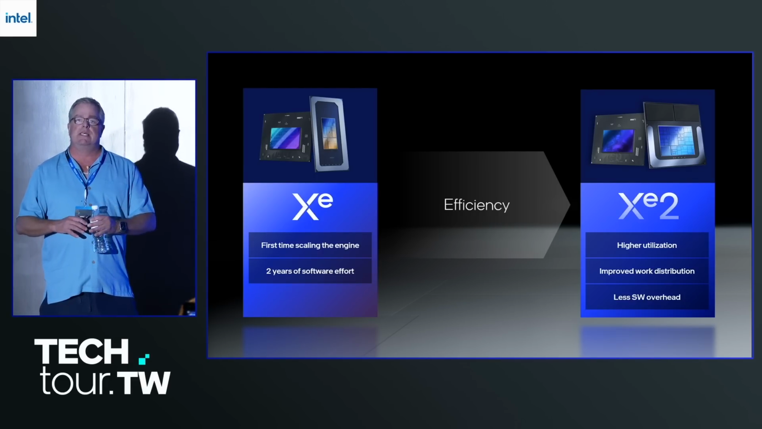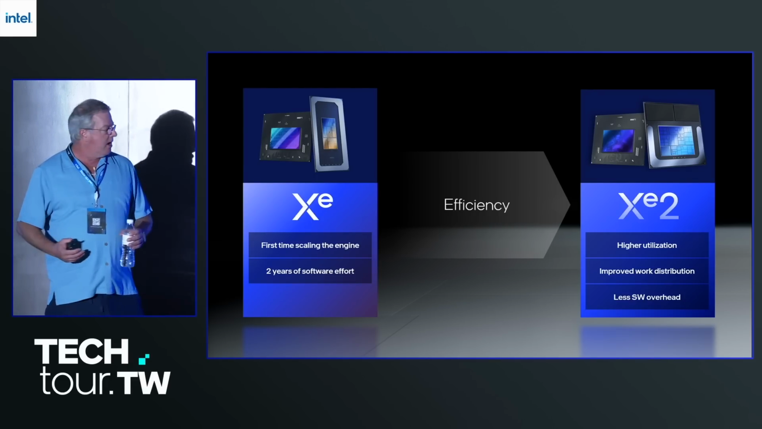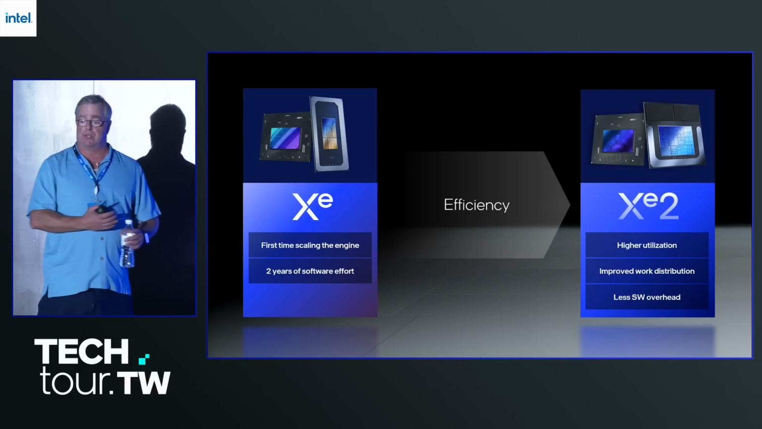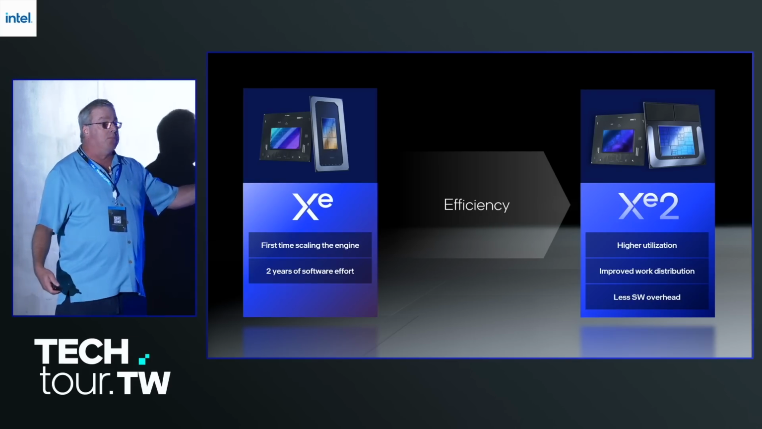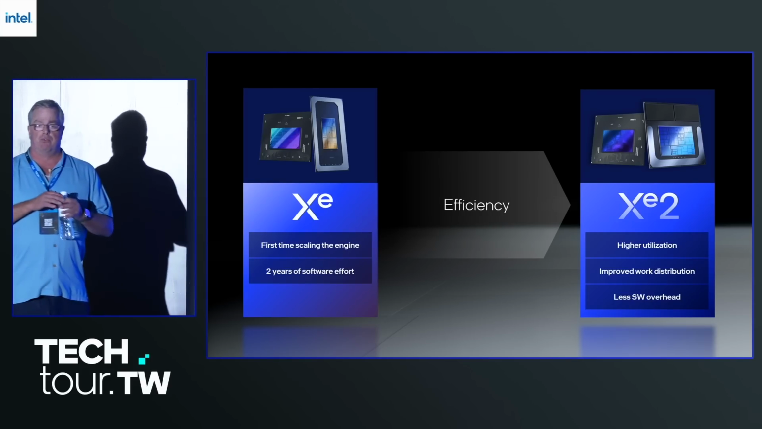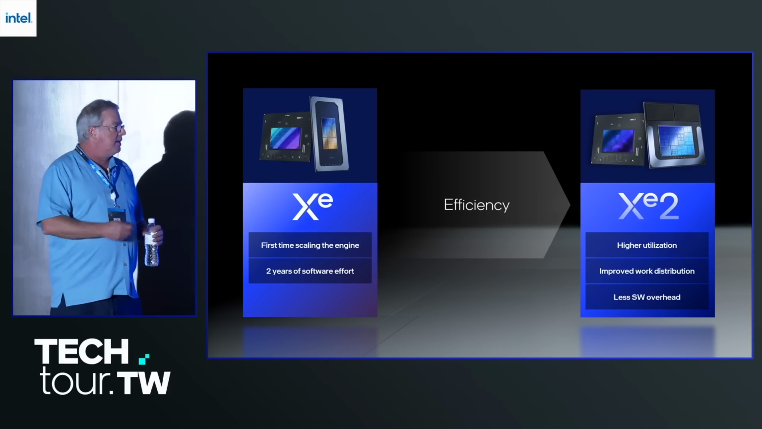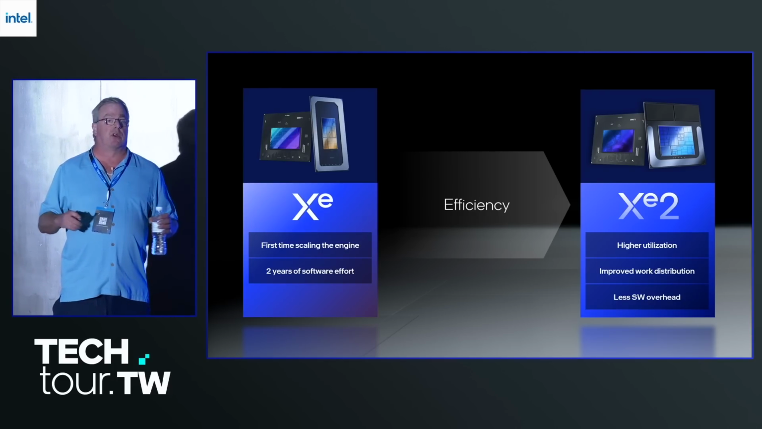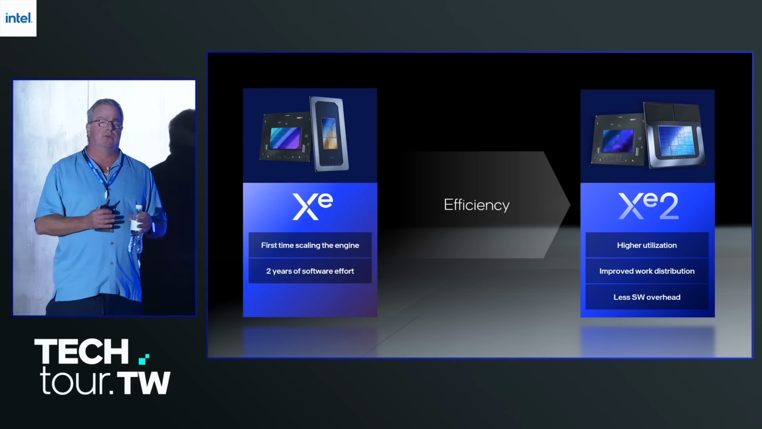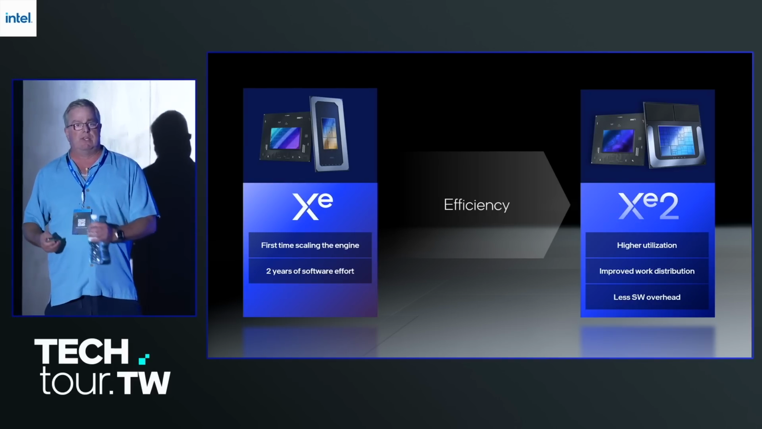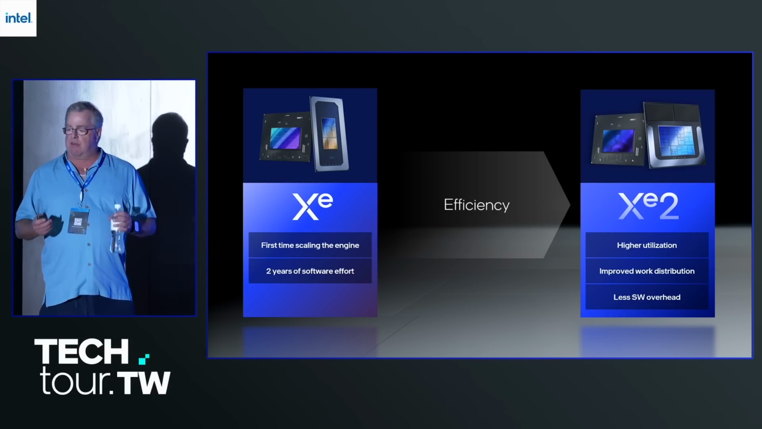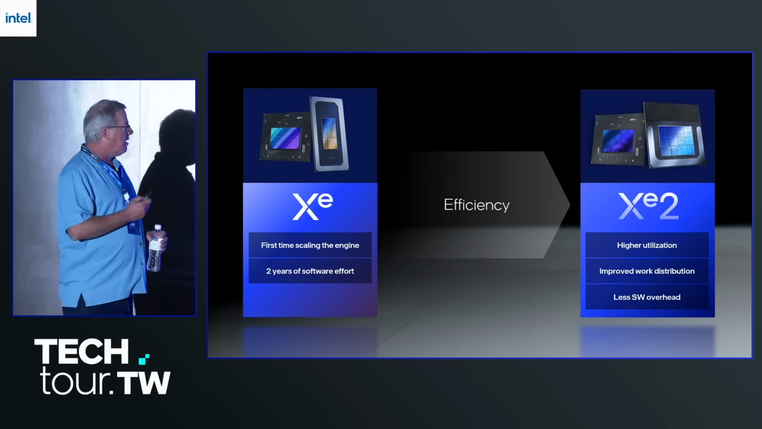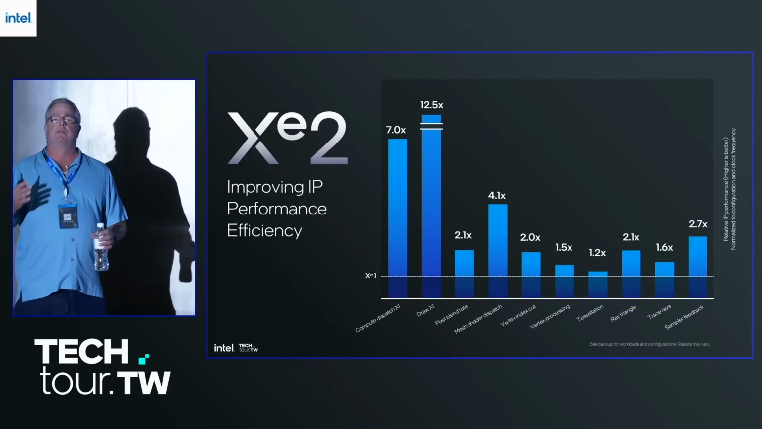So Xe2 is an evolution of Xe that brings higher utilization. So the large investment in silicon that we did in Xe is now being more efficiently utilized. We've improved work distribution, and it is way more software compatible. So think about Xe2 as the next generation of GPU architecture designed to be more compatible with games and to have higher utilization. All right, this is just one way to think about it.